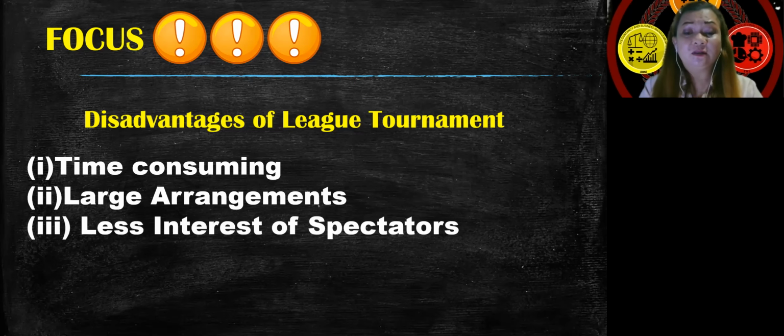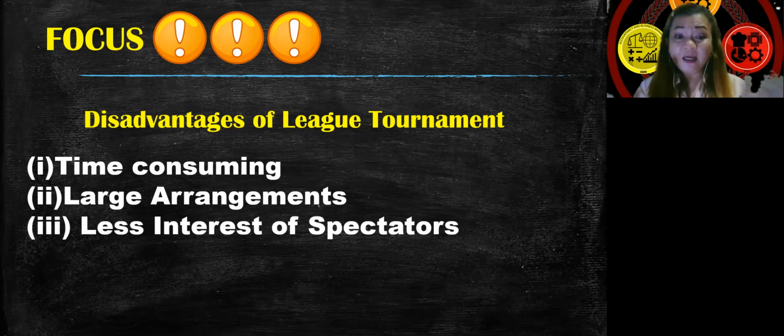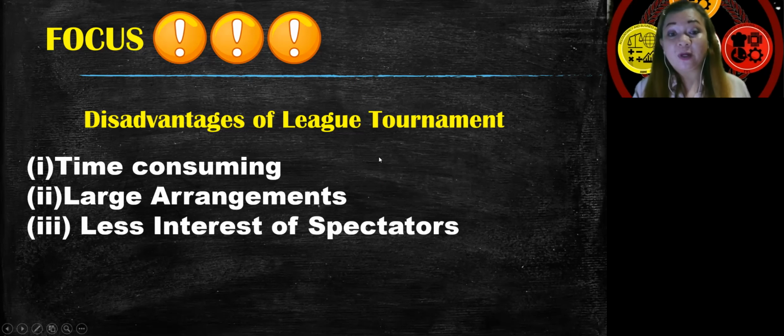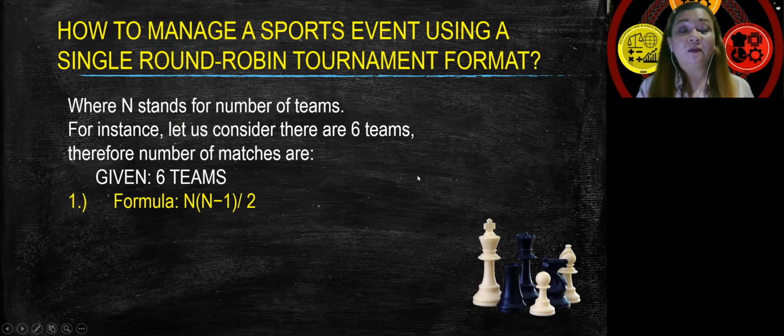Next, we have less interest of spectators. At times in a league tournament, some of the spectators show less interest. Sometimes we expect that a lot of people will come to watch the game, but it depends on the person's interest in that certain sport or event. But of course, we can't get away from the scene: our parents and relatives are always present in the venue. So those are the advantages and disadvantages of having a tournament.